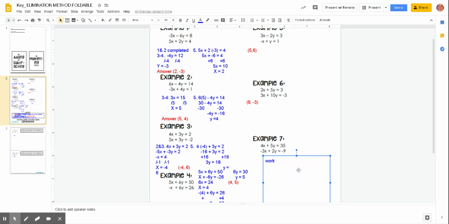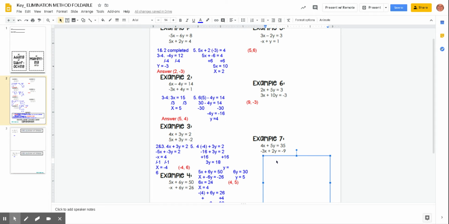So what I'm going to have to do is actually multiply both the top and the bottom. Now, the golden rule says I do onto one side as I do onto the other. That means whatever I do to 4x plus 5y, I have to do to 35. Whatever I do to -3x plus 2y, I must do to -9. I don't have to do the same things to each equation. In fact, that's the whole purpose of it.